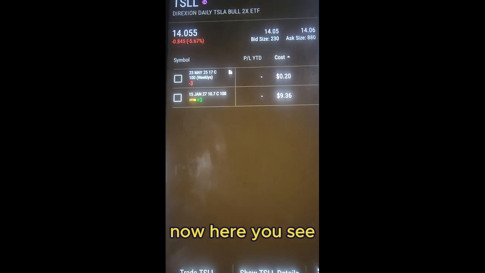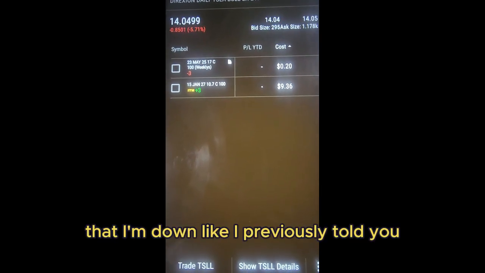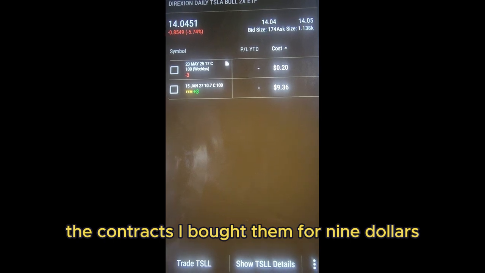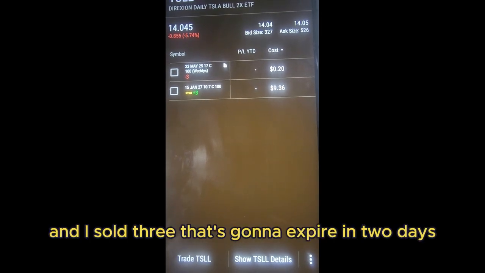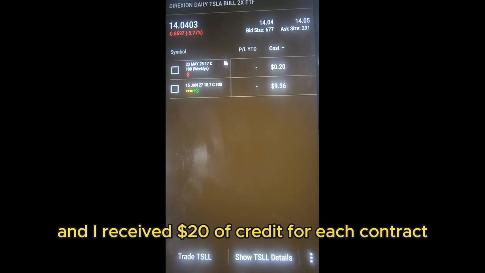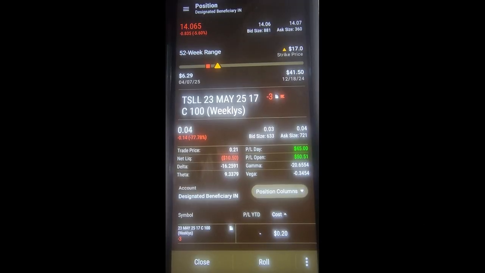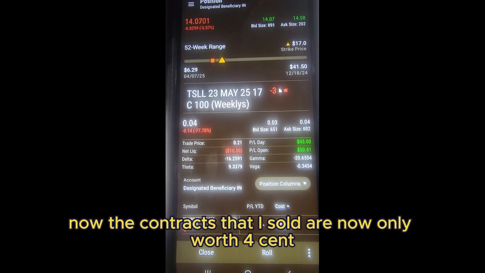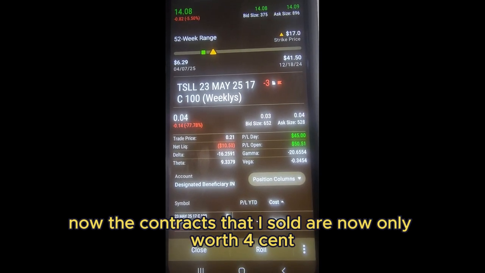Now here you see that I'm down, like I previously told you. The contracts, I bought them for $9.36 per. And I sold 3 that are going to expire in 2 days. I received $20 of credit for each contract, so that's $60. Now the contracts that I sold are now only worth 4 cents.